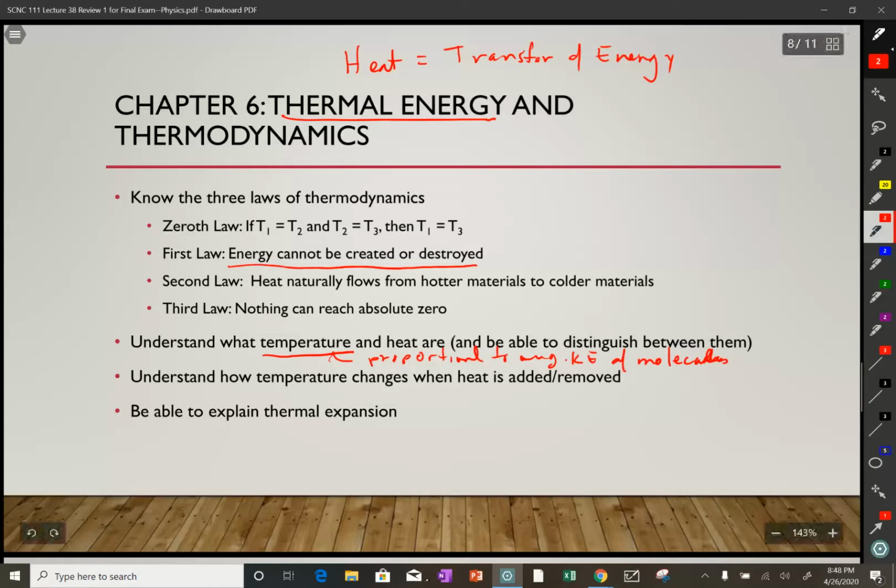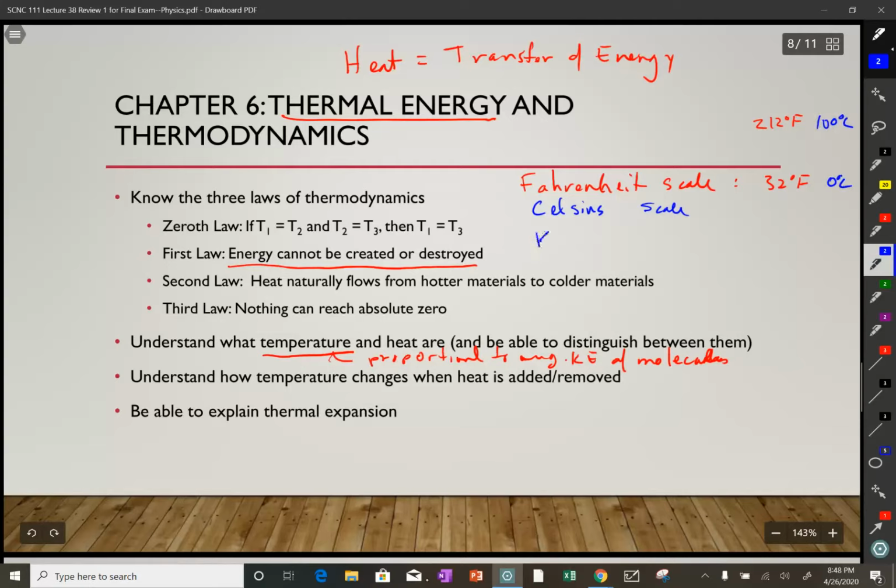And so we have temperature scales. We have the Fahrenheit scale, that has 32 degrees Fahrenheit is freezing water, and 212 degrees Fahrenheit is boiling water. Then we have the Celsius scale, which has 0 degrees Celsius is freezing water and 100 degrees Celsius is boiling water.